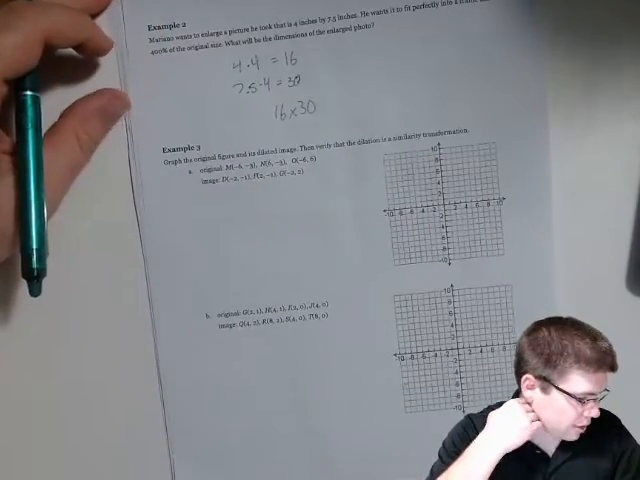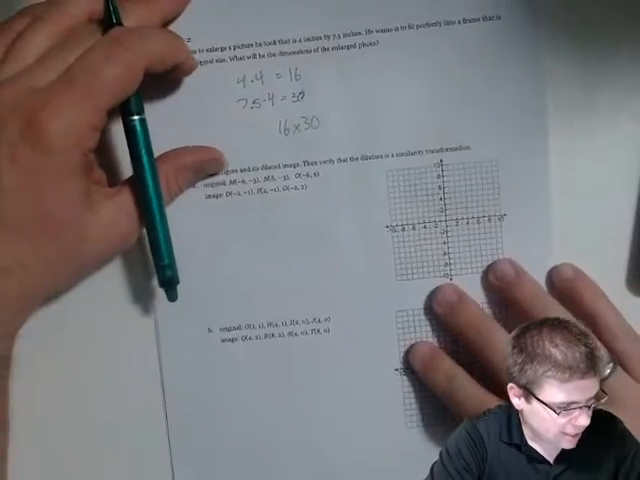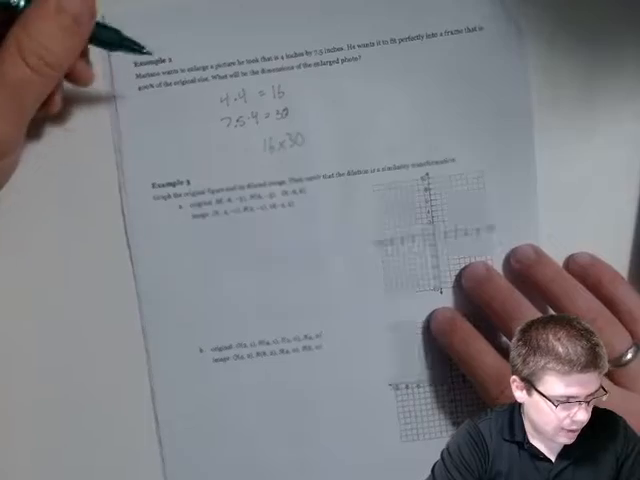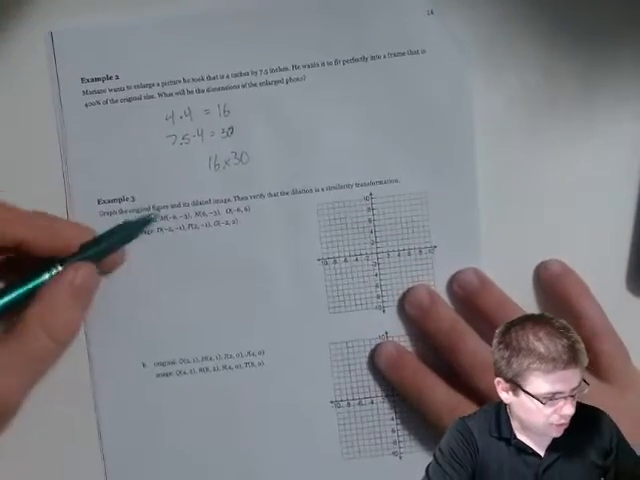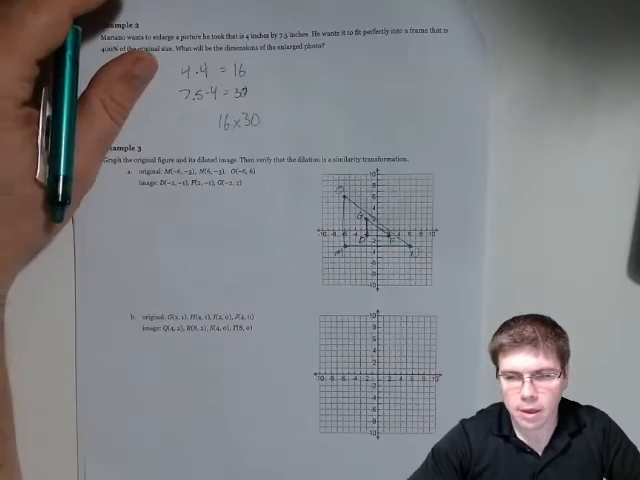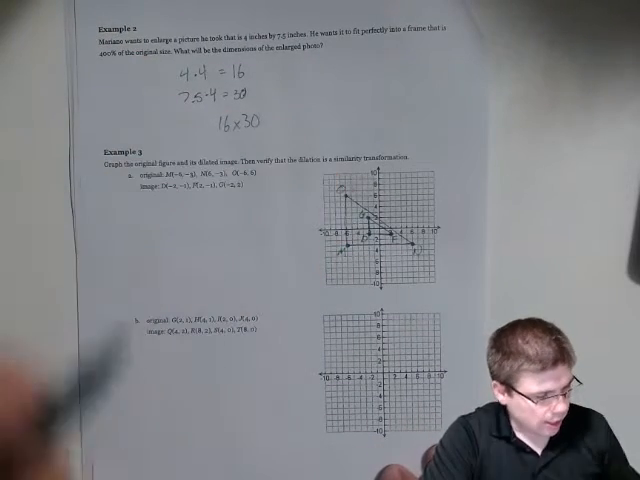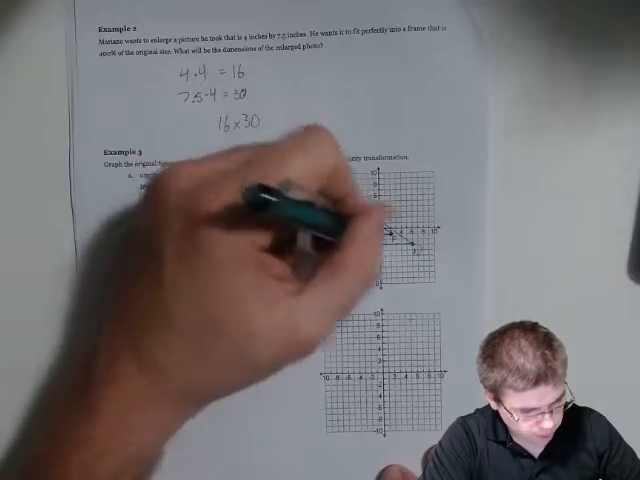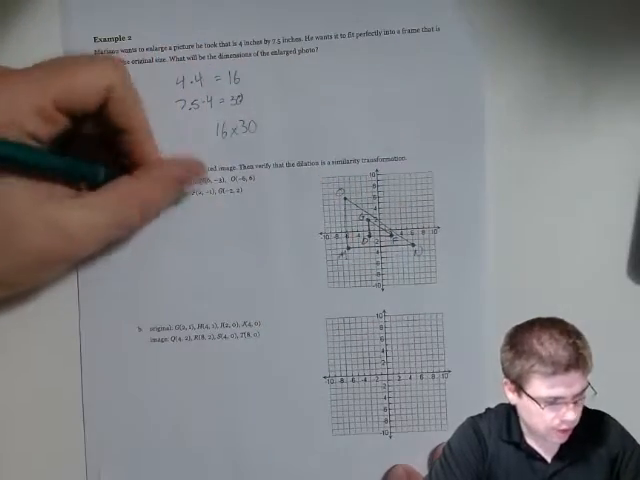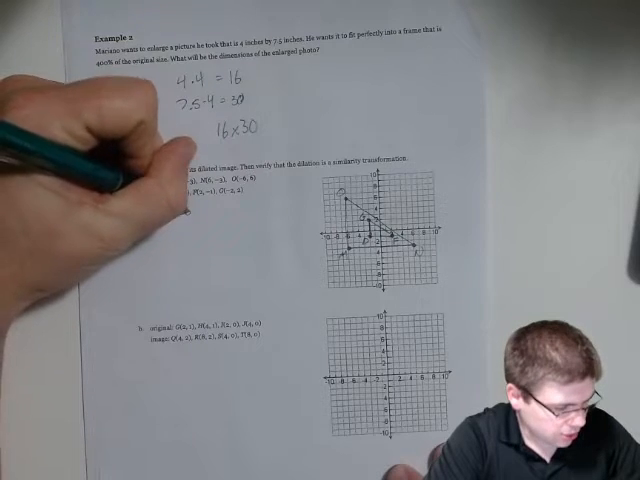All right, third example. Graph the original figure and its dilated image, then verify that the dilation is a similarity transformation. So our original figure here, I'll go ahead and pause and put some points in. All right, so I've got the points on there. And so our original pre-image is this outer triangle to that smaller image as our inner triangle. And so we know that it's a reduction.